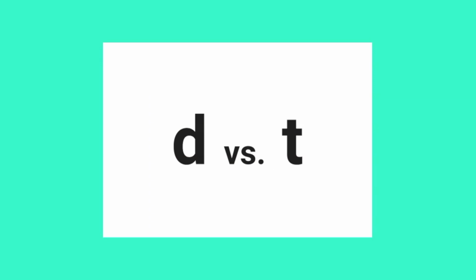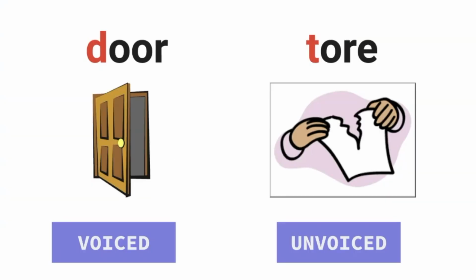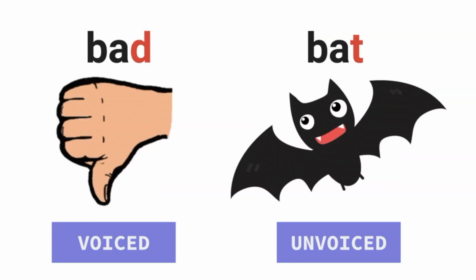Let's look at d and t. Notice how the mouth position is the same. The only difference is that the d is voiced and the t is unvoiced. D, t. Door, tore. Bad, bat.